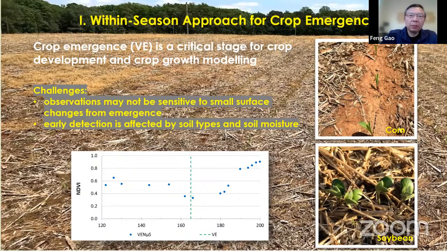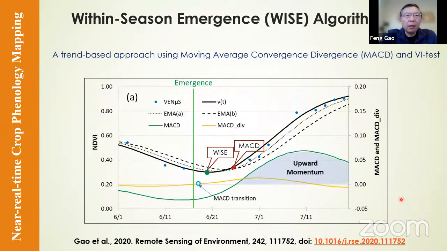As you can see from this plot, this is emergence time for corn and soybean. Those are small changes in terms of the background, soil, or crop residues. So early detection may be affected by soil type and soil moisture when we only have limited data. We developed an algorithm called the Within Season Emergence, or WISE, algorithm. It's a trend-based approach.